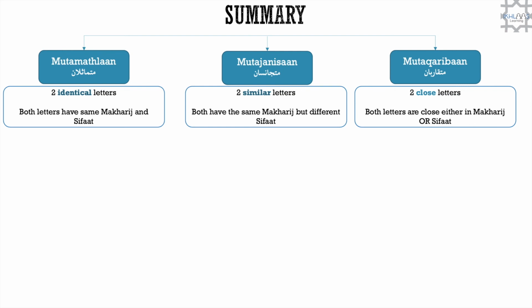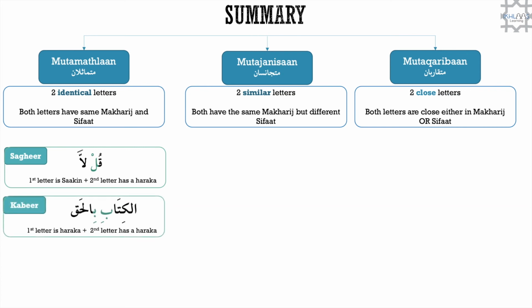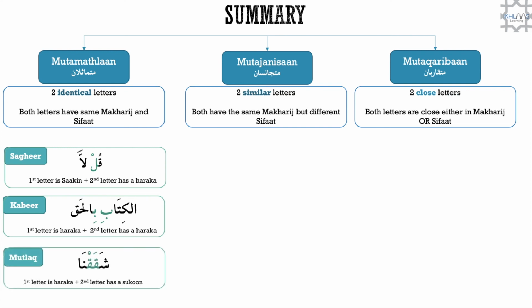If we look at the example of Mutamathilaan saghir, where the first letter is sakin and the second letter has a haraka. So ulla, two lams. Kabir, first letter has a haraka, second letter has a haraka. Al-kitabi bil-haq. And the third category is mutlaq, where the first letter is a haraka and the second letter has a sukoon. For example, shaqaqana.